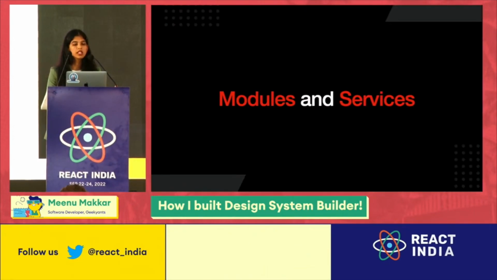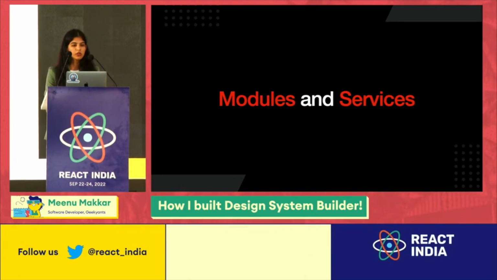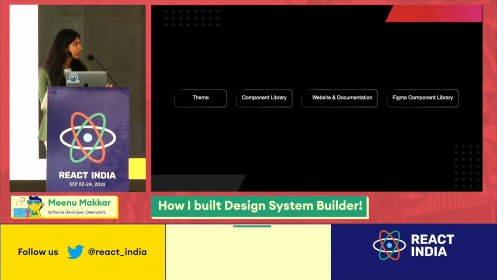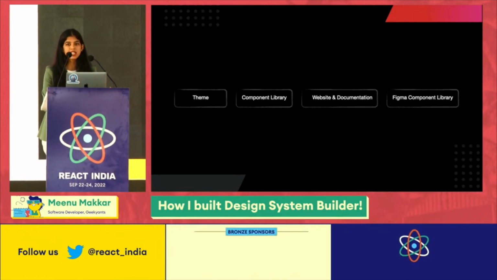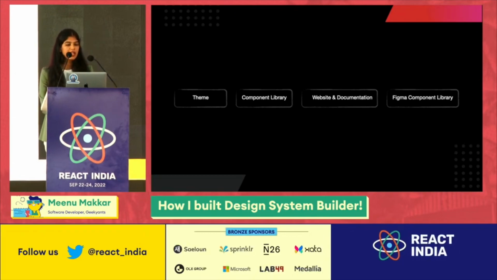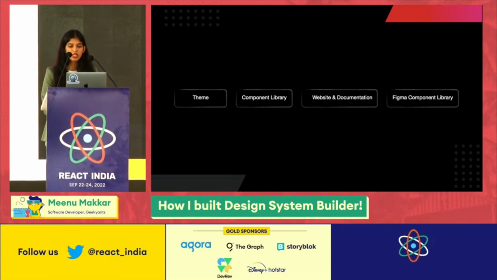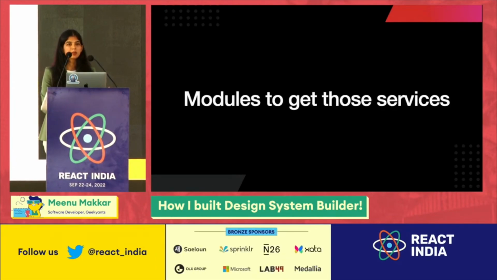So we broke the design system builder into smaller services that are provided by different modules. The services include generating a theme that can be used in NativeBase, Chakra, and Tailwind, which most people use these days; creating a component library using these libraries with the themes inbuilt; building a documentation website that includes all the in-depth knowledge about the particular design system; and then generating and publishing the Figma component library of the design system.